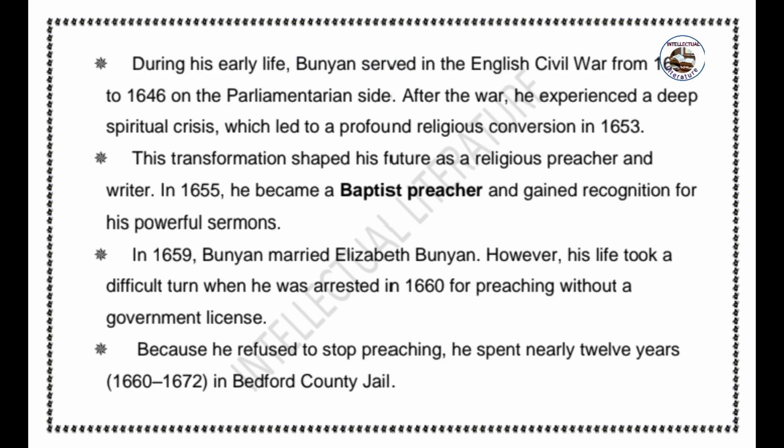During his early life, Bunyan served in the English Civil War from 1644 to 1646 on the Parliamentarian side. After the war, he experienced a deep spiritual crisis which led to a profound religious conversion in 1653. This transformation shaped his future as a religious preacher and writer. In 1655, he became a Baptist preacher and gained recognition for his powerful sermons. In 1659, Bunyan married Elizabeth.